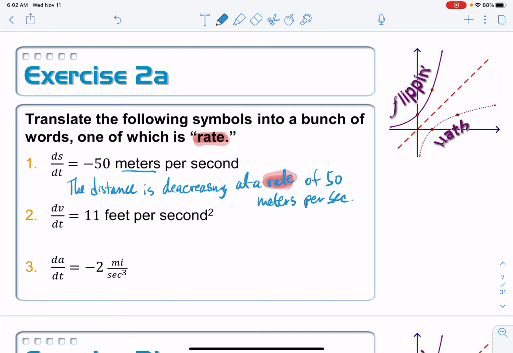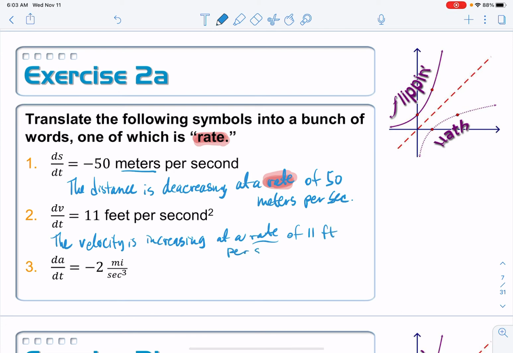Number 2, dv/dt is equal to 11 feet per second. So what the heck is that? That's the velocity. The velocity of a particle, let's say, the velocity is increasing. Increasing at a rate, I'm going to underline it this time, of 11 feet per second per second. You can write it like that, or it's acceptable to just write per second squared, of course.